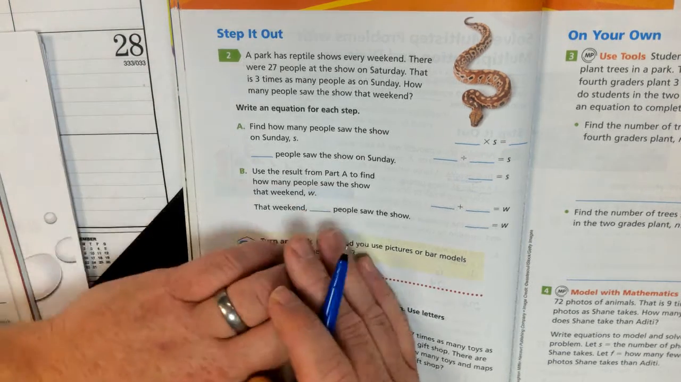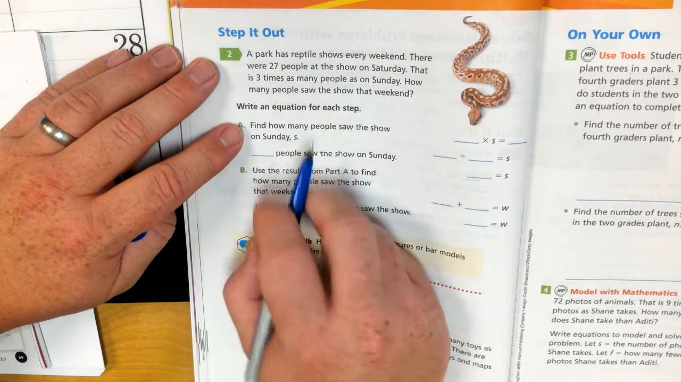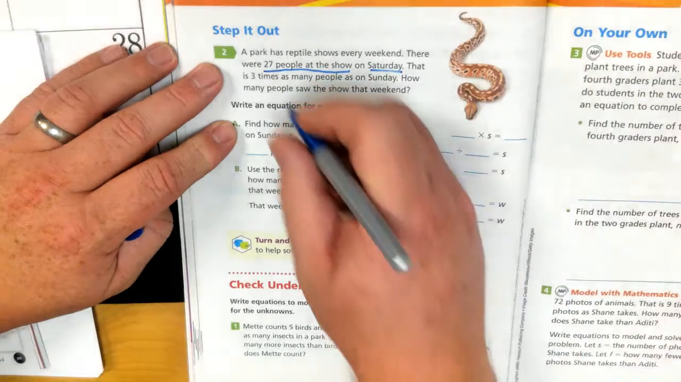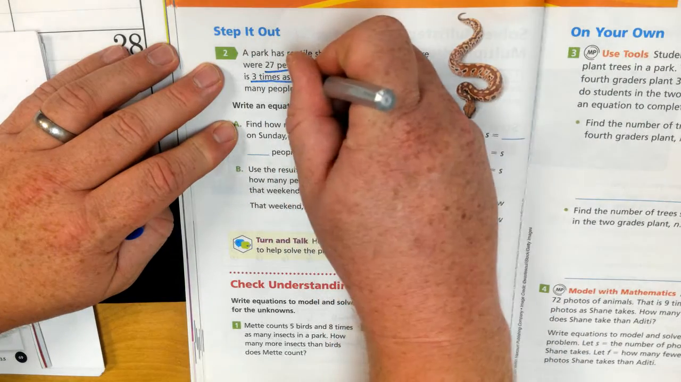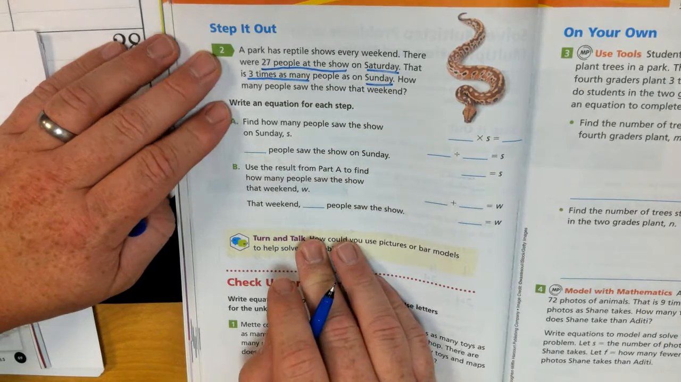Okay, and now we'll read it one more time together. A park has reptile shows every weekend. There were 27 people at the show on Saturday. That is 3 times as many people as on Sunday. How many people saw the show that weekend?